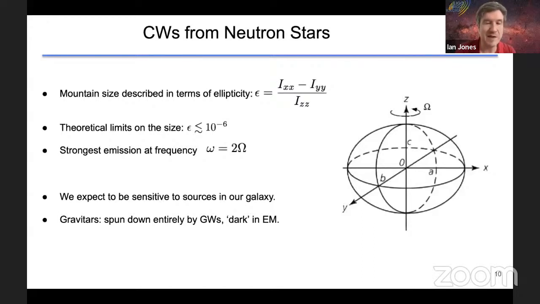We don't know how big these mountains are likely to be. Some theoretical modeling indicates they might be like 10 to the minus 6, or 1 part in a million, but we're not too sure. Anyway, a star that has a mountain and is spinning will emit gravitational waves, and it turns out they come out not at the spin frequency, as you might have naively imagined, they come out at twice the spin frequency.